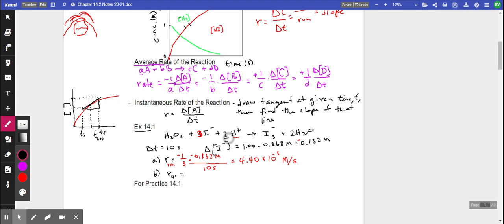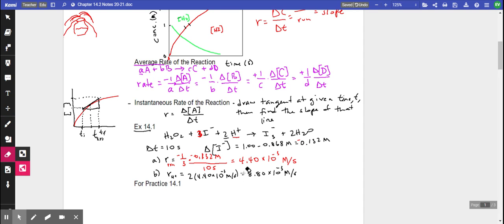Okay, so we're specifically now looking at the rate of H plus, not the rate of the whole reaction. So it's going to be 2 times 4.40 times 10 to the negative third molar per second, which is 8.80 times 10 to the negative third molarity per second. And because this is a reactant, the concentration is actually decreasing. So the rate of this is not the rate of the reaction. The rate of the reaction is always positive, but the rate of the reactant is going to go down.